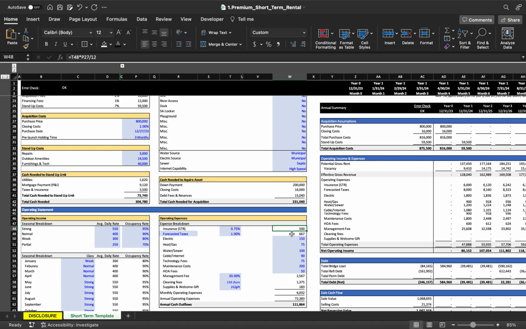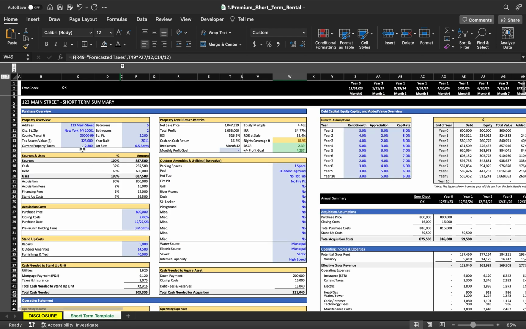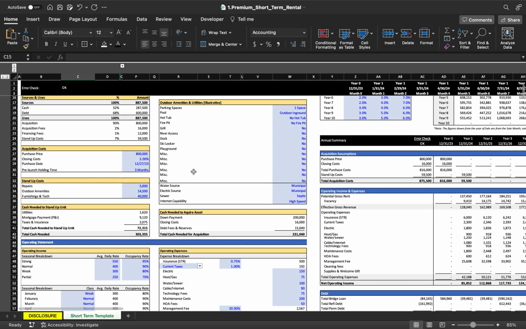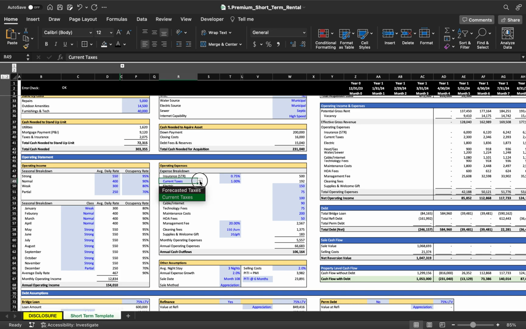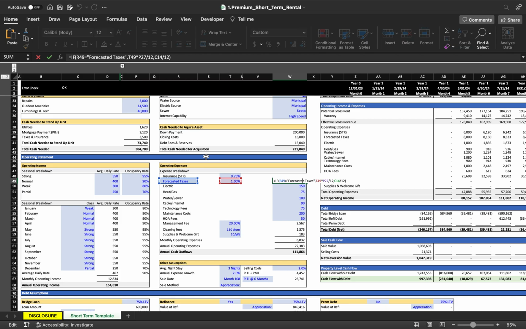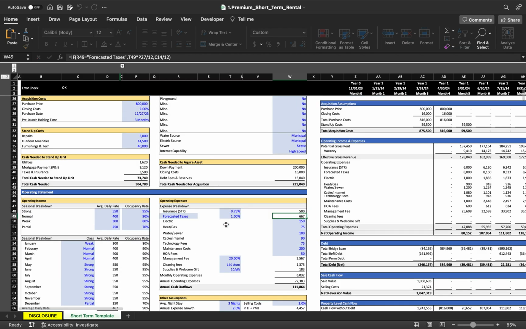Then you have taxes. And the way we did taxes is we actually gave you a toggle between forecasted tax and current tax. So if you select current tax, you'll see it's 192. And that is because we have current property taxes loaded up here. And if you take that and divide it by 12, you'll get 192, right? 191.67. So you could either select current tax or you could do forecasted tax and just take 1% of the purchase price. And again, these are monthly expenses.